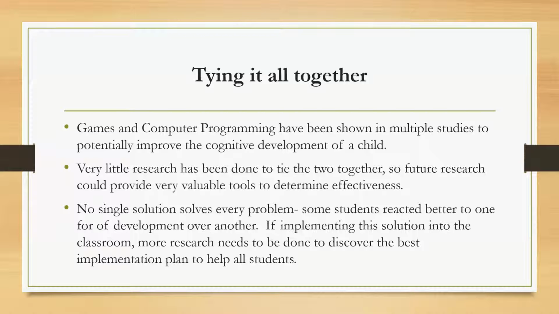To tie it all together, in all 4 papers, games and computer programming have been shown in multiple studies to potentially improve the cognitive development of a child. However, very little research has been done to tie the two together, so future research could provide very valuable tools to determine the effectiveness of tying everything together. And no single solution solves every problem. Some students reacted better to one form of development over another. If implementing this solution in a classroom, more research would need to be done to discover the best implementation plan to help all students.